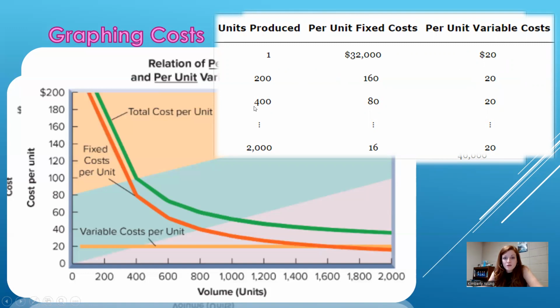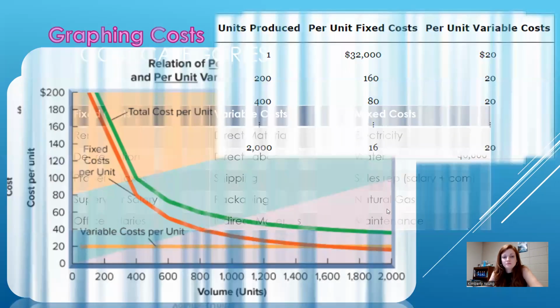If we make 400 units, we get to take the 32,000 in fixed cost, divide it by the 400, and we would assign $80 to each unit for fixed cost, and of course, our $20 per unit for variable. So our per unit cost decreases because of the fixed cost getting allocated or spread across many more products with the more volume that we produce. But our variable cost per unit will be the same regardless.